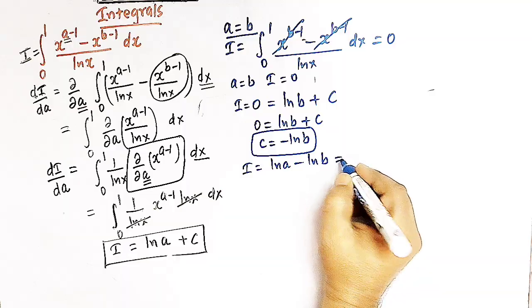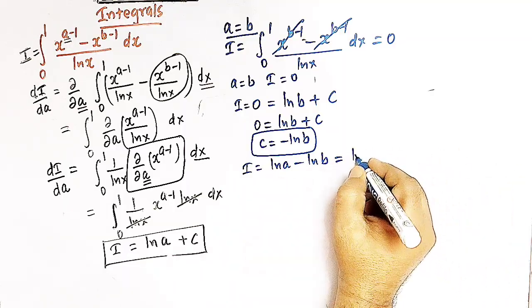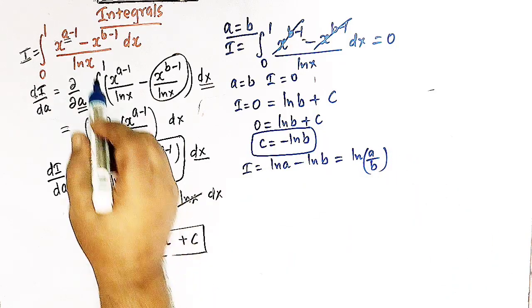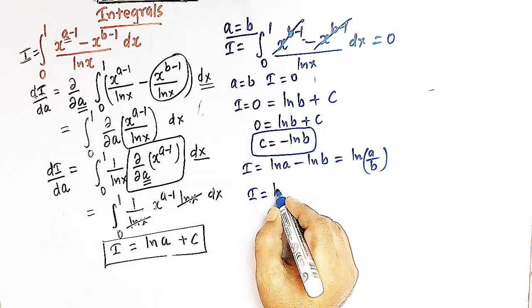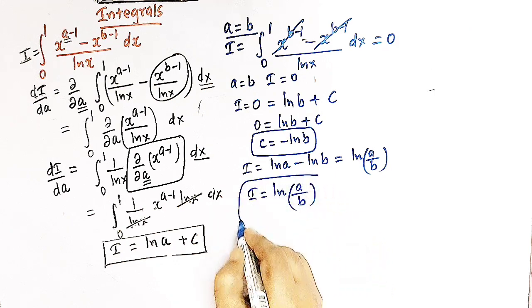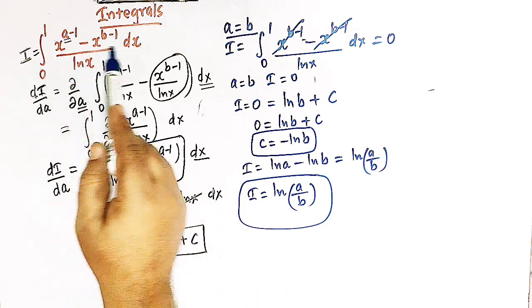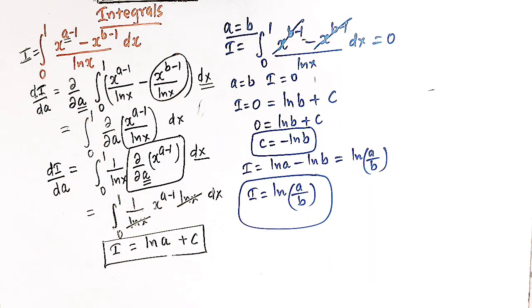And using the laws of logarithms, here we have log of a over b, right? So the value of this integral I is given by natural log of a over b. So viewers, this is how, by making use of the concept of differentiation under the sign of integration, we can easily find out the values of these kind of integrals.